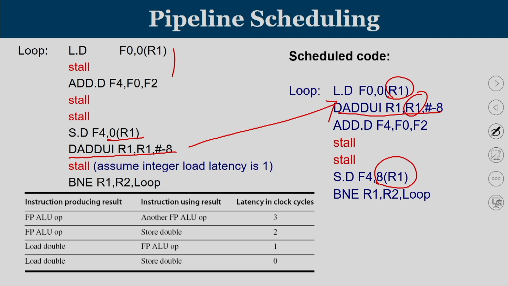Why? Previously, it is 0 plus content of R1, that is what is creating your load. Once it comes to store, if you wanted to store in the same location, anyway my R1 is reduced by 8. So, this instruction will reduce R1 by 8. So, if you wanted to get the same result, then I have to take it as 8 of R1.